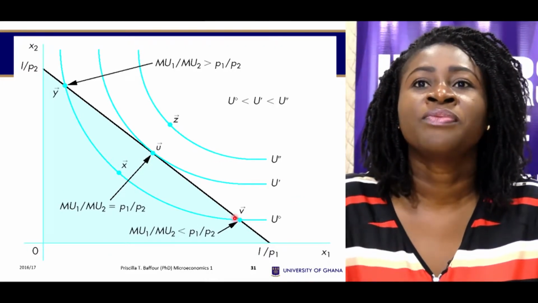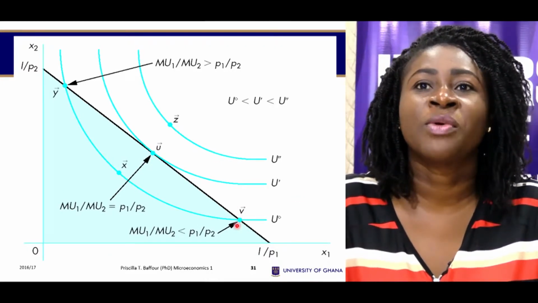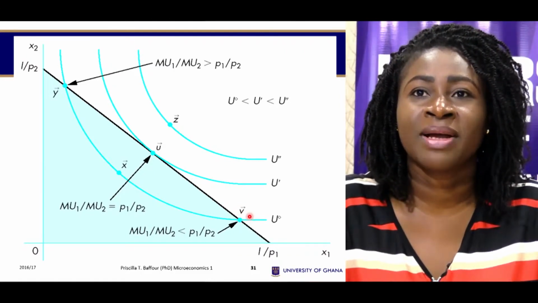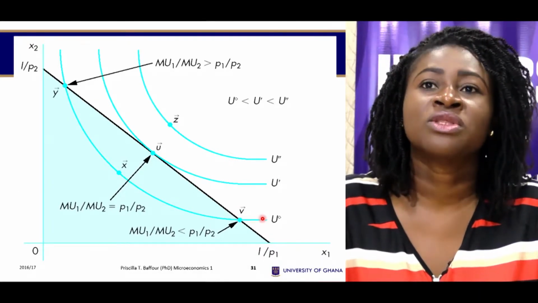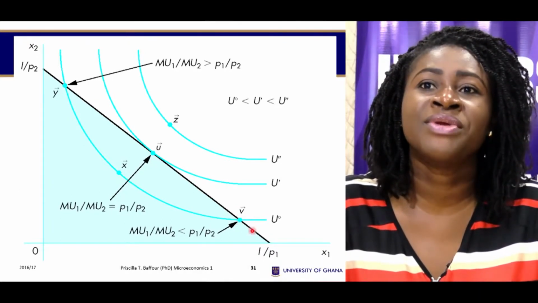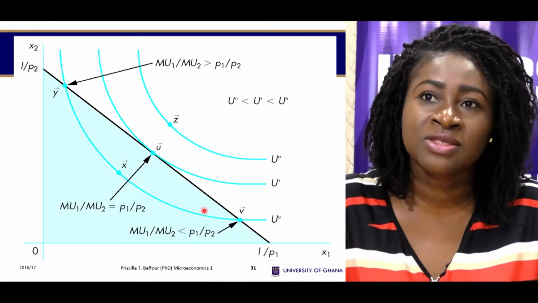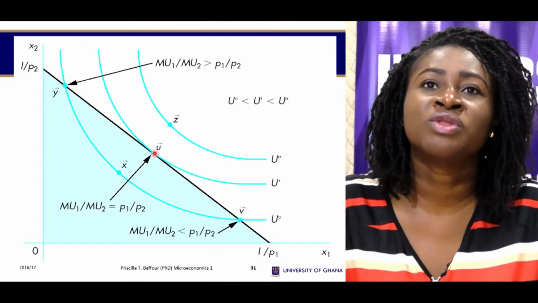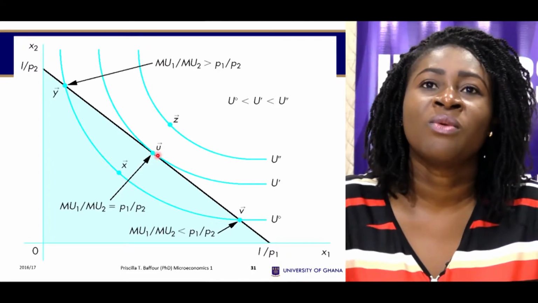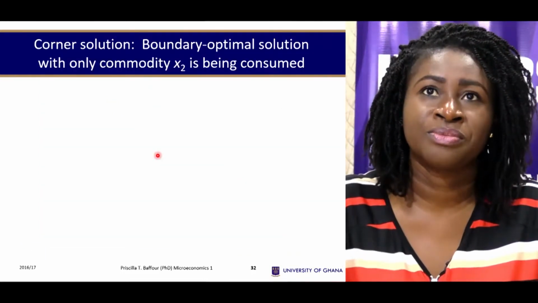So here too, in a scenario where we have point V, we see that the relative price ratios, the slope of the budget constraint, is greater than the slope of the indifference curve. So this consumer would be better off by reducing the consumption of X1 and increasing the consumption of X2 to move to the point of equilibrium where we are at point U.